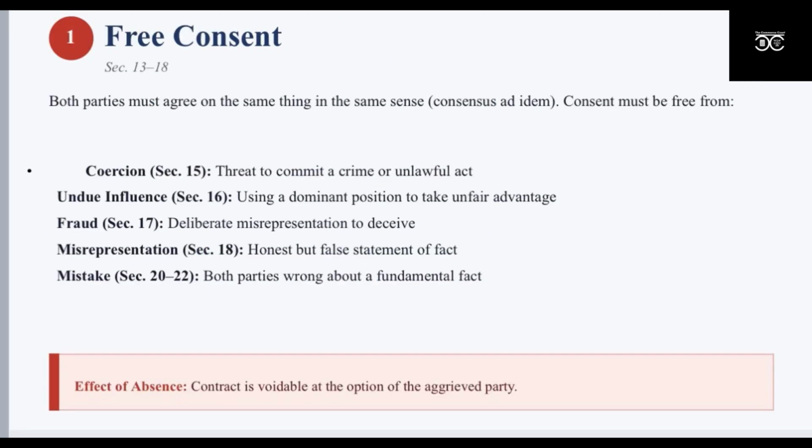The very first element is free consent. Section 10 of the Indian Contract Act mandates that free consent is an essential element for a valid contract along with other essentials. According to Section 13, two or more persons consent when they agree upon the same thing in the same sense on the same subject matter, and thus the consent should not be a result of any vitiating factor such as coercion, undue influence, fraud, misrepresentation, or mistake. If the consent was obtained based on any of the above factors, then the contract becomes voidable at the option of the party whose consent was so obtained. If both parties are under a mistake of fact essential to the agreement, then it becomes void.